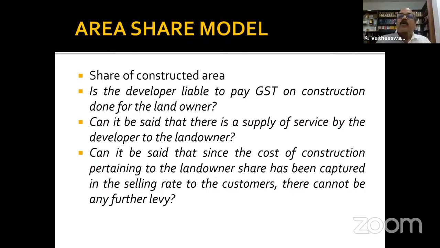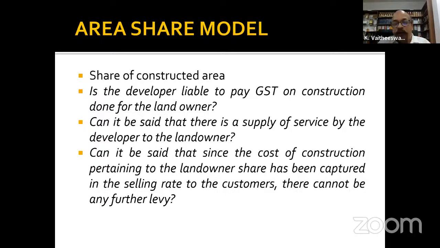The next model in joint development is what we call an area share model. In this area share model, as I gave you the first example, 100 apartments are constructed, and out of the 100 apartments, 60 apartments are the developer's share and 40 apartments are the owner's share, which means the owner can market and sell the 40, and the developer can market and sell the 60. So the questions would be: is the developer liable to pay GST on construction done for the landowner? Can it be said that there is a supply of service by the developer to the landowner? Can it be said that since the cost of construction pertaining to the owner's share has been captured in the selling rate, there cannot be any further linkage?